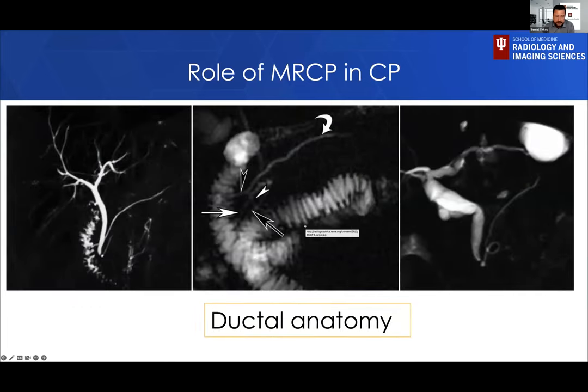Another thing that we can evaluate with the MRCP is the ductal anatomy in really good and exquisite detail. This is a case of pancreas divisum, complete divisum. The middle image shows an interesting anatomy which can be described as an incomplete divisum. The one on the right is showing the pancreatic duct with a loop configuration and a dilated common bile duct as well.